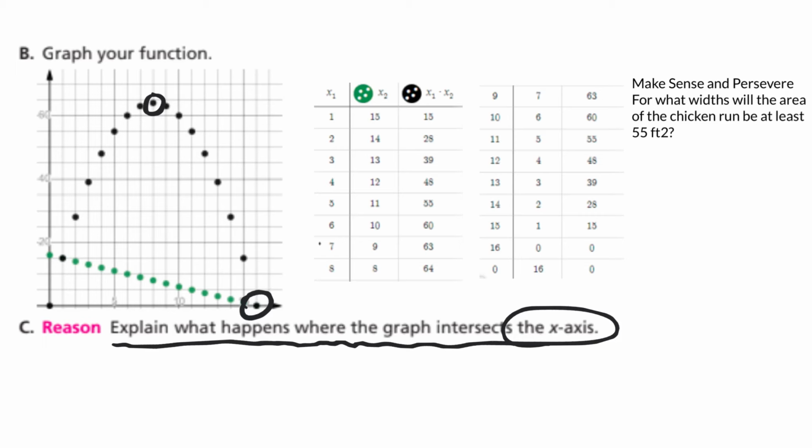Now, on our application, when we're on that x-axis, what we have is no area because we have no sides. This would be a side of 0 and another side of 0. So we can't have this. This is physically impossible when we look at our x values.